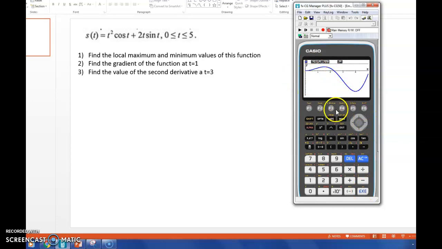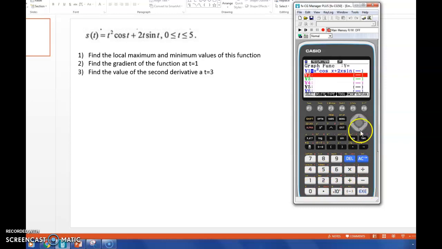Now mine's come out nice. Yours may have come out so that you can't see the same as me. All I've done is go to F3 for the V-window and change the x values you're looking at. You're told the domain of this function is t values of 0 to 5, so you want to make x values 0 to 5. Your y values, you just have to play around with them to get them where you want them to be. I've gone from -20 to 5, but you can do really whatever you want so that you can see the maximum and the minimum points within the domain. So I'm going to change that to -15 through to 10, just for argument's sake.